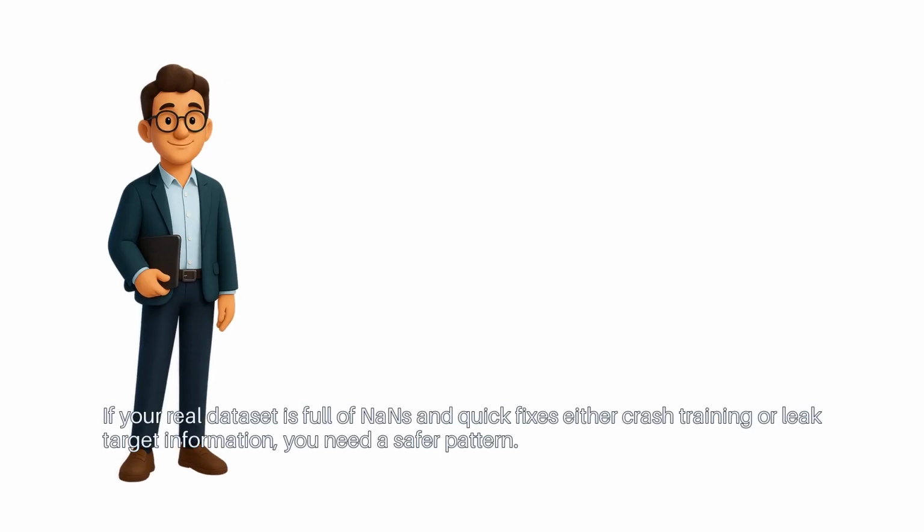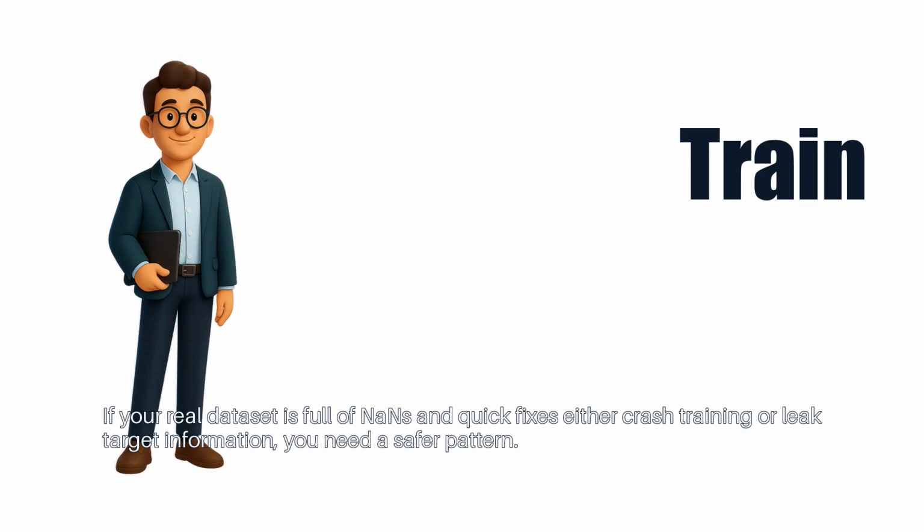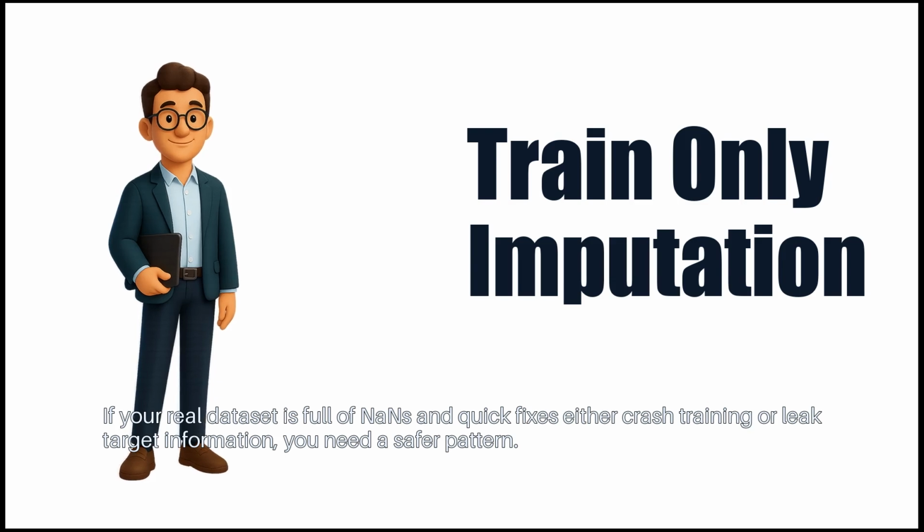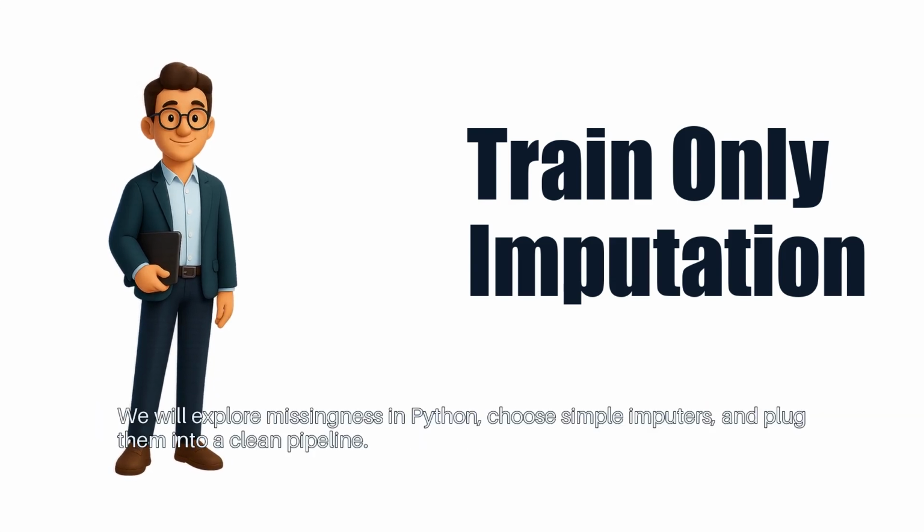If your real dataset is full of NaNs and quick fixes either crash training or leak target information, you need a safer pattern. We will explore missingness in Python. Choose simple imputers and plug them into a clean pipeline.